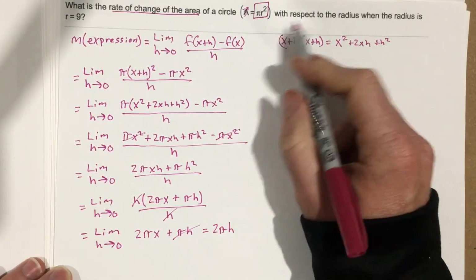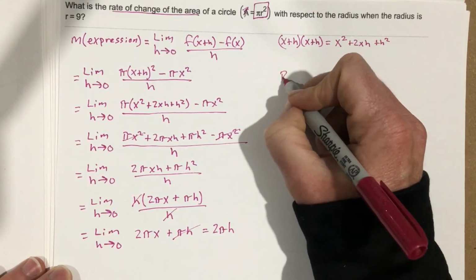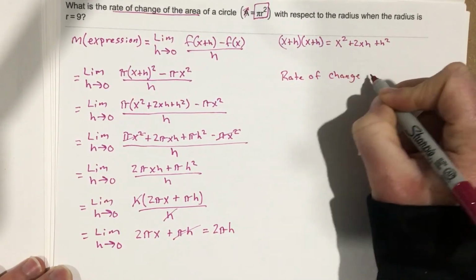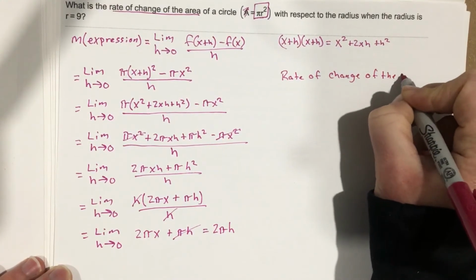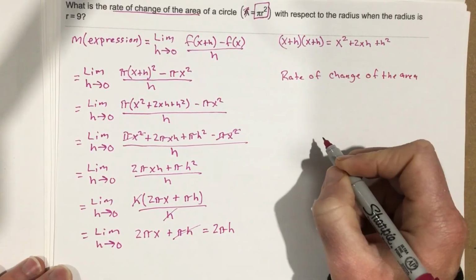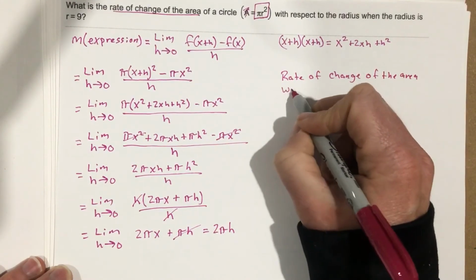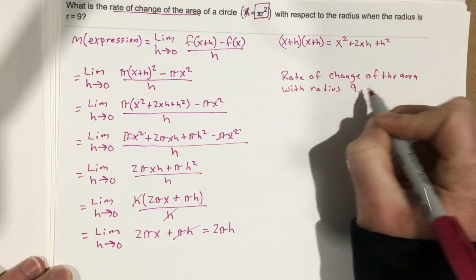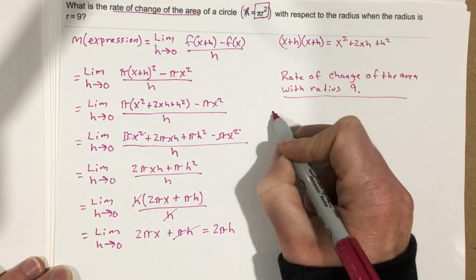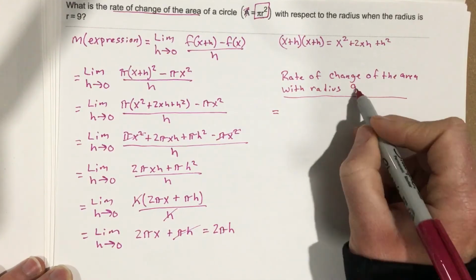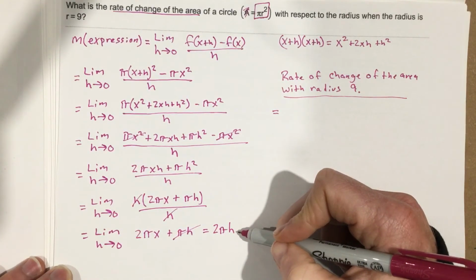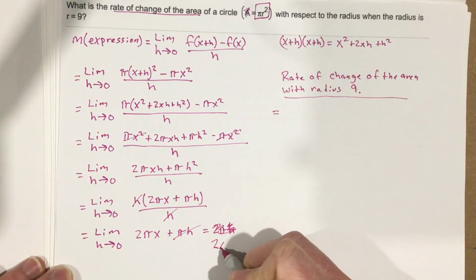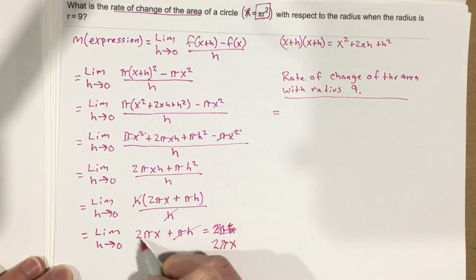So if we want to know the rate of change of the area with radius 9, we take this expression and we plug 9 in. Or not, this should say 2 pi x. I screwed that up. That should say 2 pi x because it says 2 pi x right there.